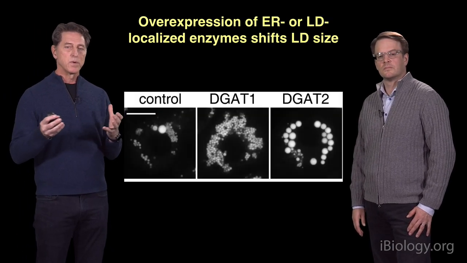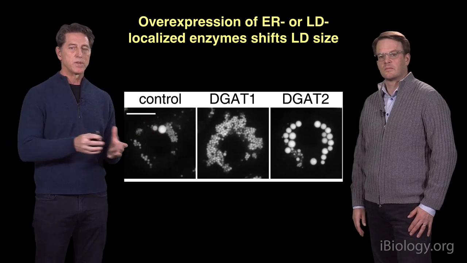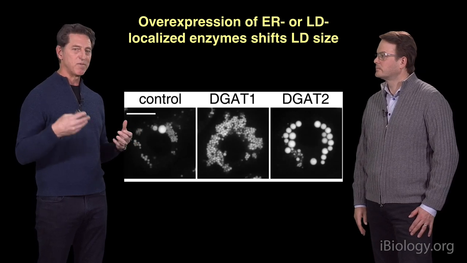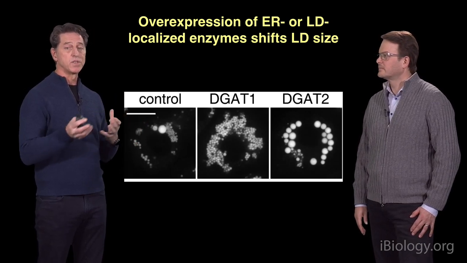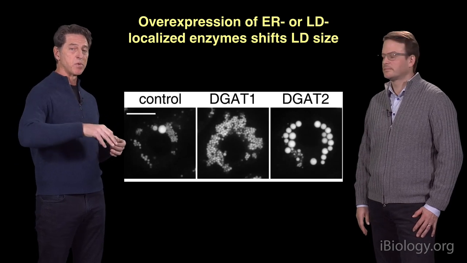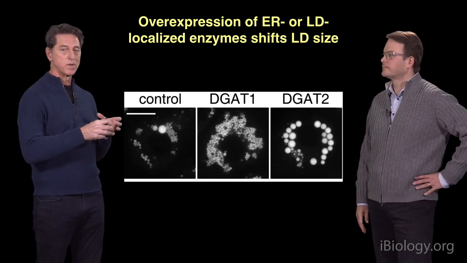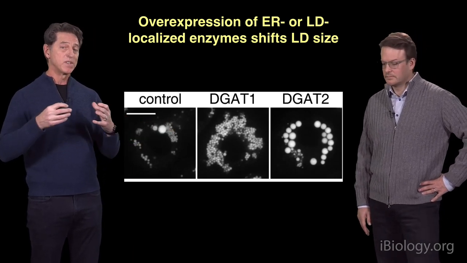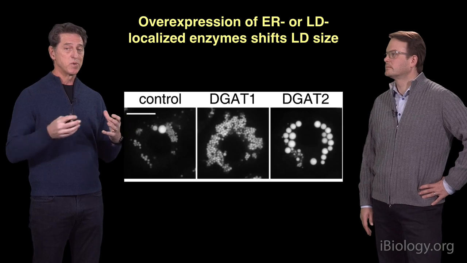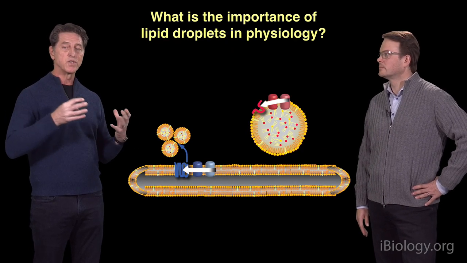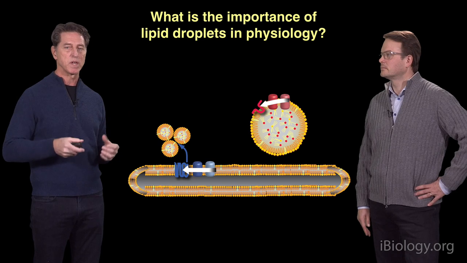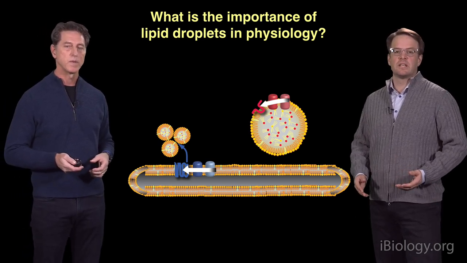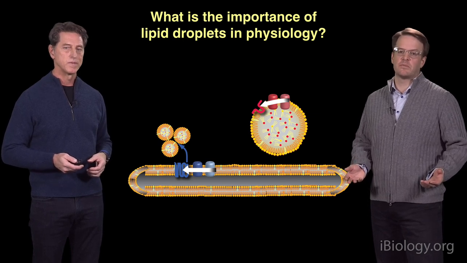And in fact, you can do cool tricks here. You can drive one population or another population. So for example, on your left is a control Drosophila cell that has a mixture of both large and small droplets. But if we overexpress the ER-targeted triglyceride protein DGAT1, we create many of these small droplets. If we overexpress DGAT2, which goes to the lipid droplet surface, we can create a larger proportion of the population of these expanding droplets.